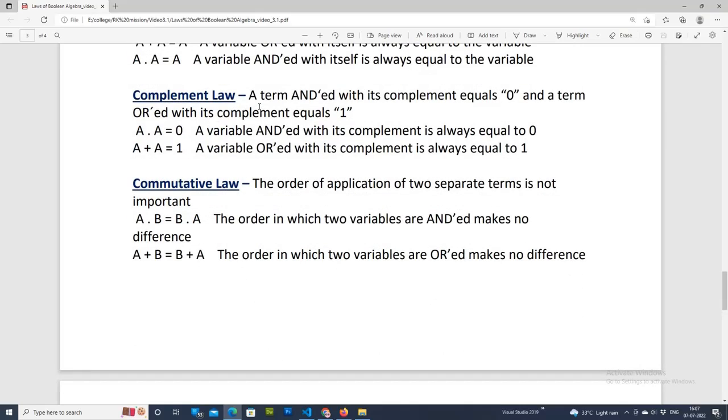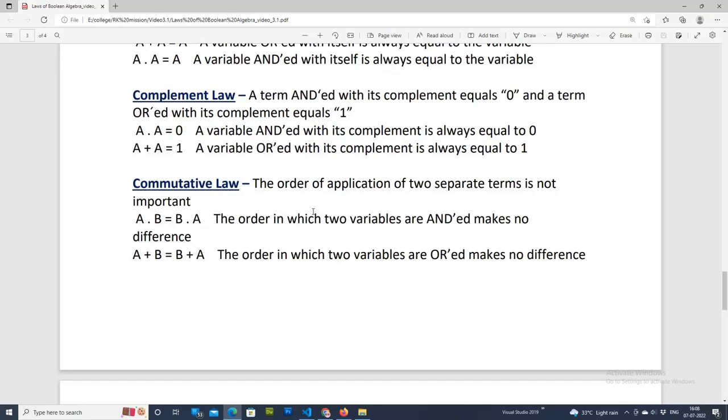Now complement law. A term ANDed with its complement equals 0 and the term ORed with its complement is equal to 1. A AND A-bar equal to 0. A variable ANDed with its complement is always equal to 0. A OR A-bar equal to 1. A variable ORed with its complement is always equal to 1.